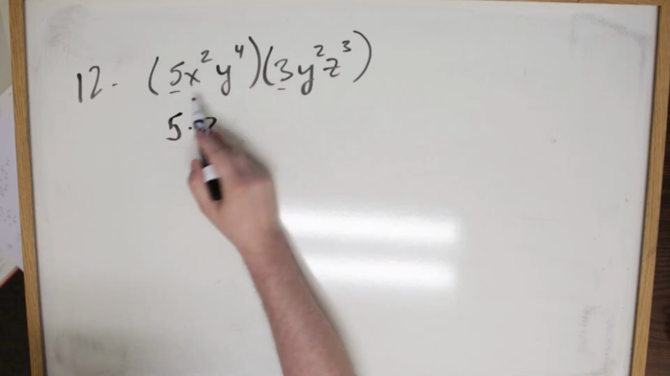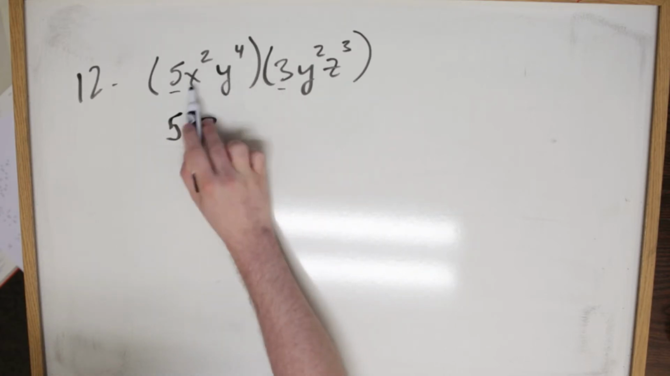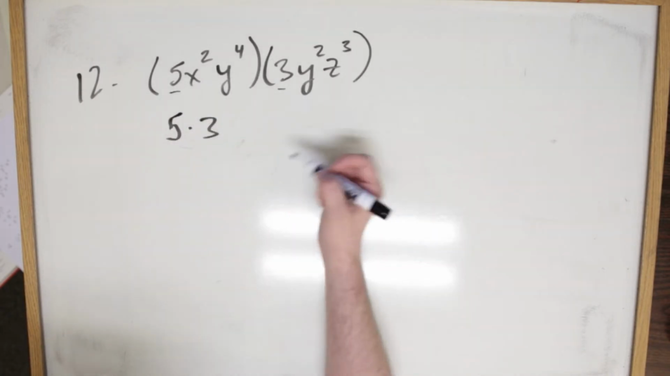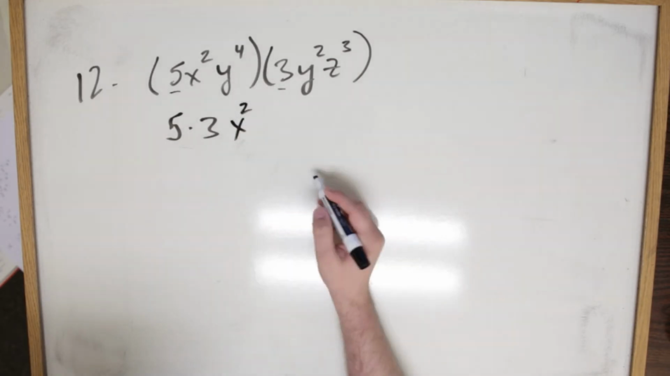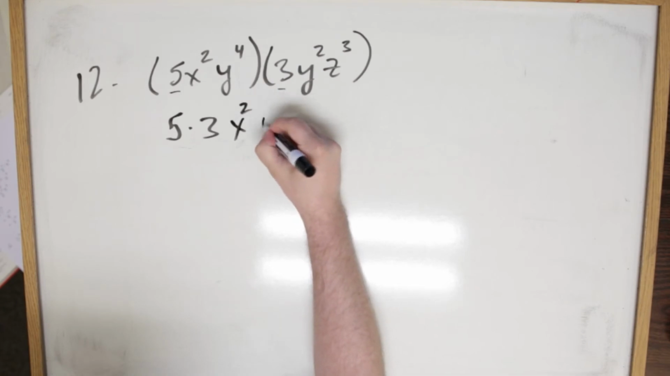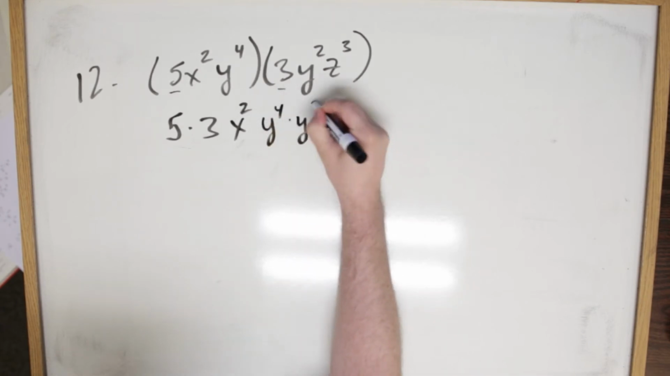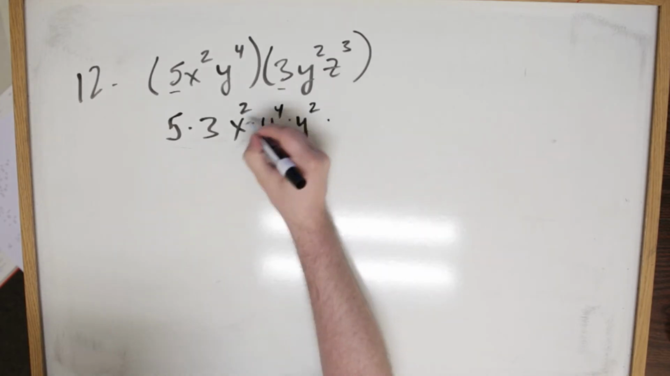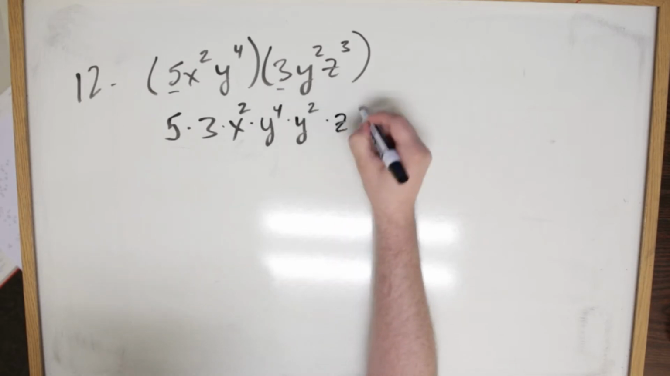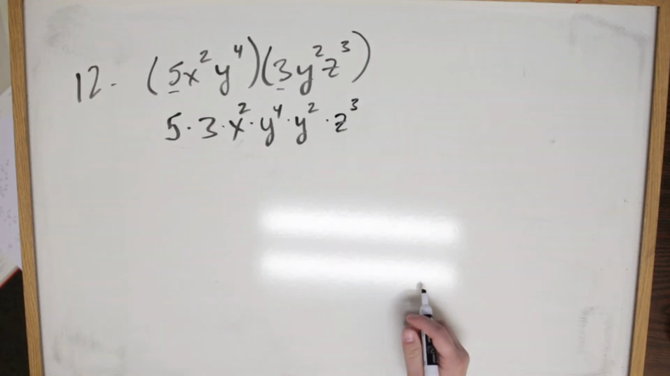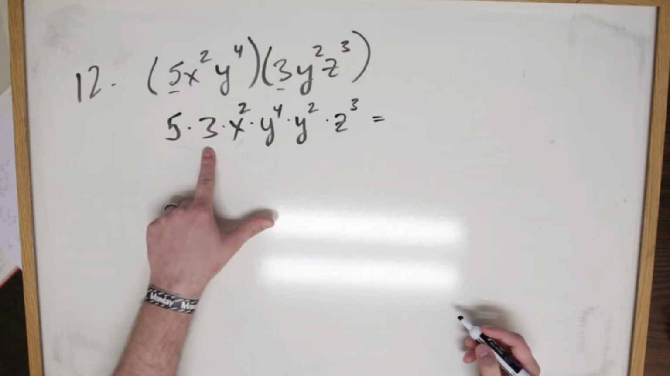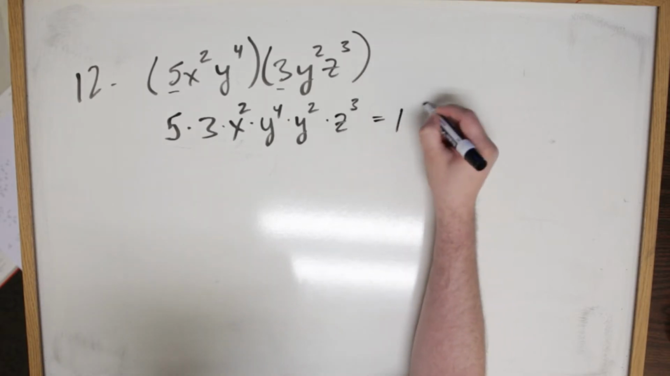We look at both and we notice that there's only an x squared in this specific piece. There's no x over here, so I'll just write x squared. There's a y to the 4th and a y squared, so this is going to become y to the 4th times y squared. And there's no z here, but there is a z here, so this becomes z to the 3rd. Now we can simplify this even further. Let's combine 5 times 3. This is going to be 15.